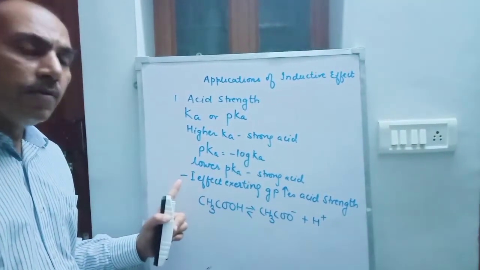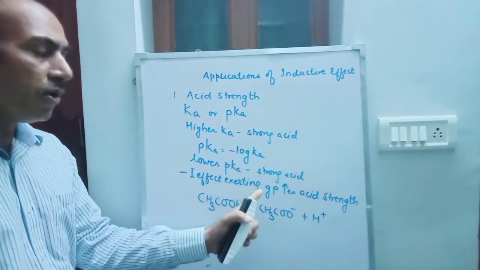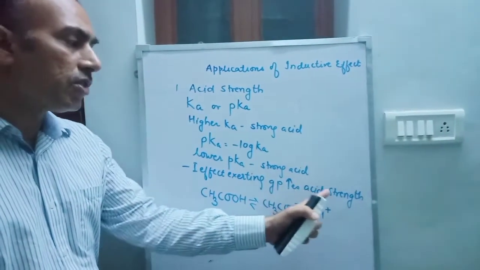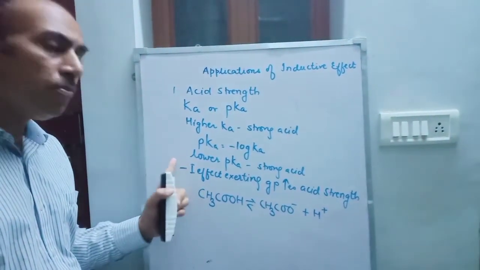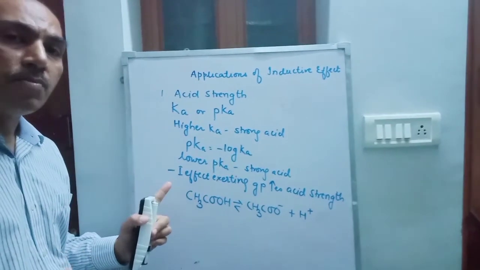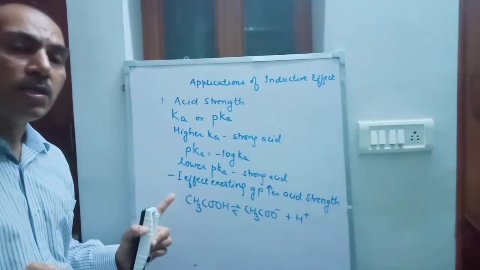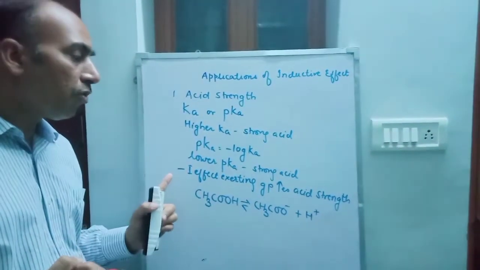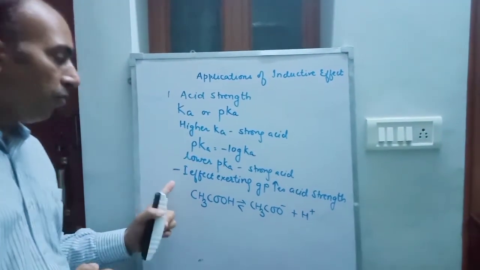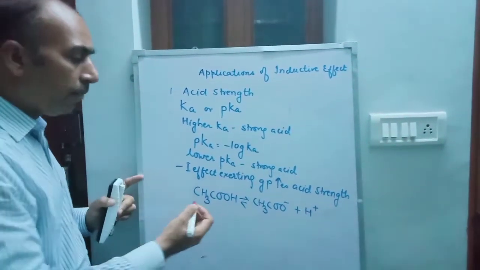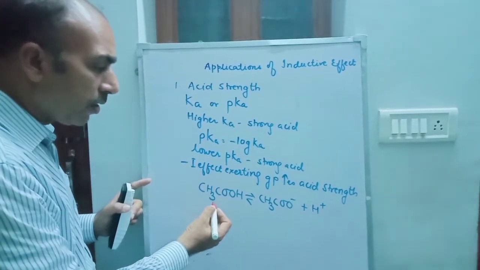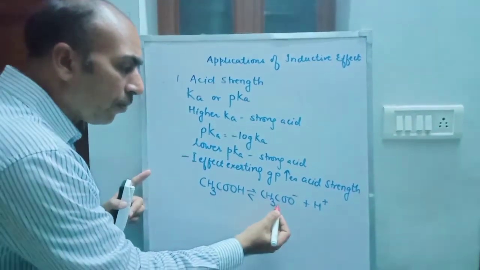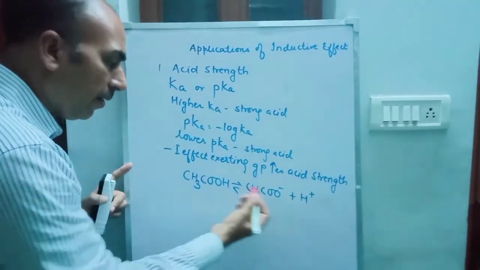We'll see that the minus I effect exerting group increases acid strength. Minus I effect exerting group means the groups or the atoms which withdraw the electron density towards themselves from the saturated chain. For this we'll take an example. Acetic acid is given to us, it will dissociate into acetate ion and H plus ion.